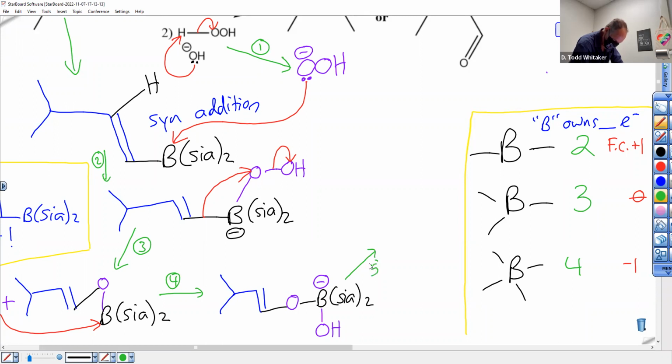Now, if you're trying to remember 5, you should always remember 4 and 5 together. 4 puts one of the oxygens on the boron. 5 takes the other oxygen off the boron. That's easy to remember, right? So you find the other oxygen, which is the one attached to carbon, and it takes its electrons and scampers off there. It's just like a trade.